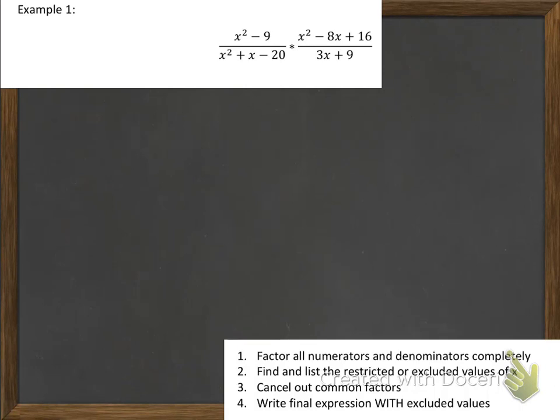Let's begin with example 1. So notice that we have not 1, not 2, not 3, but 4 different polynomials, all of which need to be factored. So let's start with x squared minus 9. If you don't remember how to factor polynomials, please go back and watch my whole set of videos on that. So x squared minus 9, you may realize, is a difference of two squares, and it can be factored as x plus 3 times the quantity x minus 3.